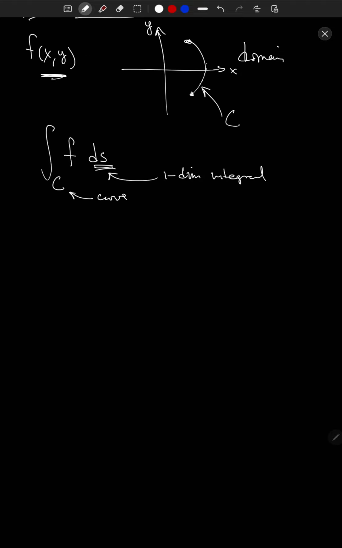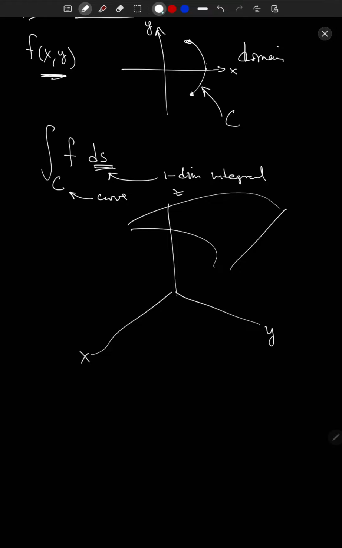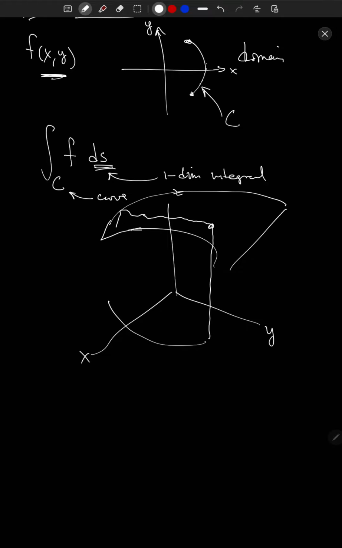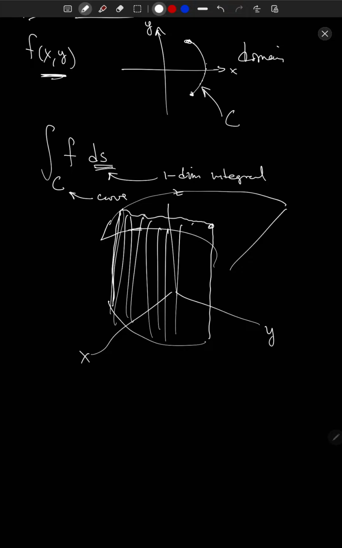Let me draw a kind of 3D picture, including the graph of f, so x, y, z. If this is the graph of f, what we're doing is, here's our curve on the ground. We go all the way up until we hit our graph. And then we do this at every point above the curve. And what we end up with is kind of like a curtain here. So our integral is the area of this curtain.